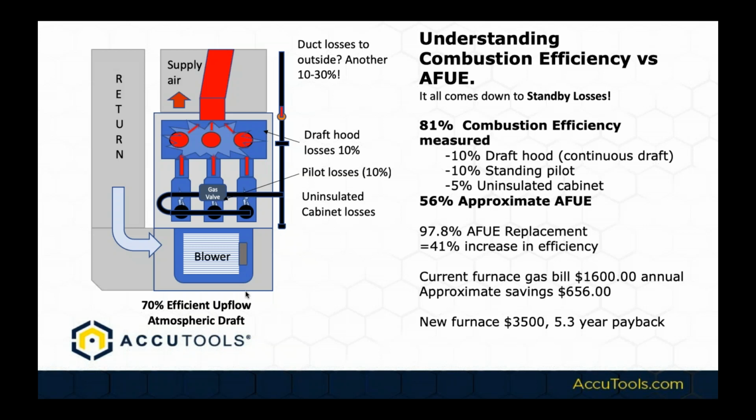So when you look at this old furnace in the basement, that's run about 56% efficient versus a 97.8% AFUE replacement, you can actually achieve a 41% increase in efficiency. And that's substantial. So if you're talking a $1,600 annual fuel gas bill, somebody's going to see an approximate savings of $656 a year. And if you're talking $3,500, let's say, for a new furnace, just the furnace itself, you're talking about a 5.3-year payback at current natural gas rates.